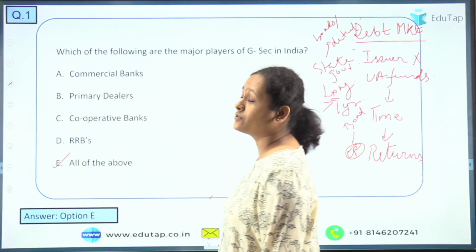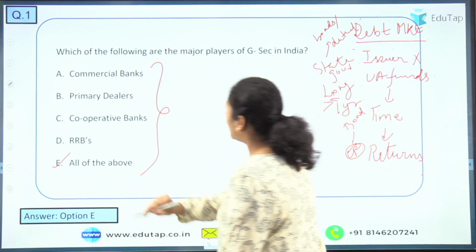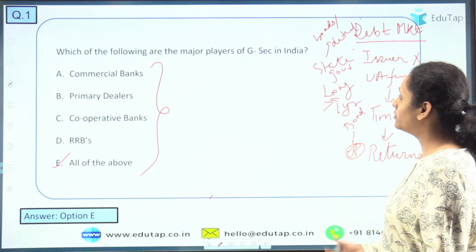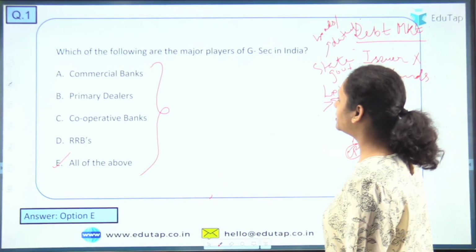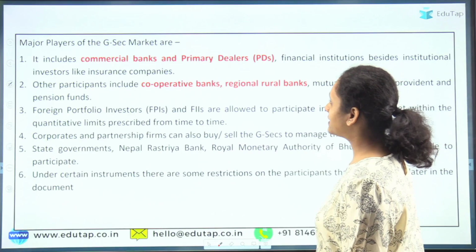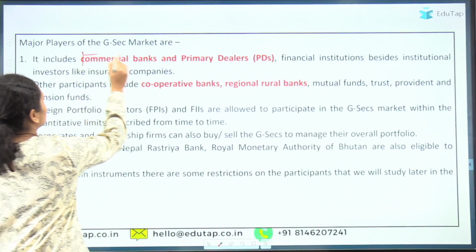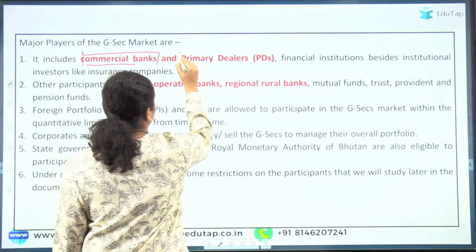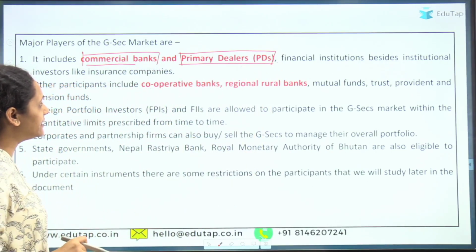The correct answer to the question is all of the above. All these people are part of the GSEC market in India. Now let us understand this one by one. As I said, the major players include commercial banks and primary dealers. Now we'll quickly understand what primary dealers are.